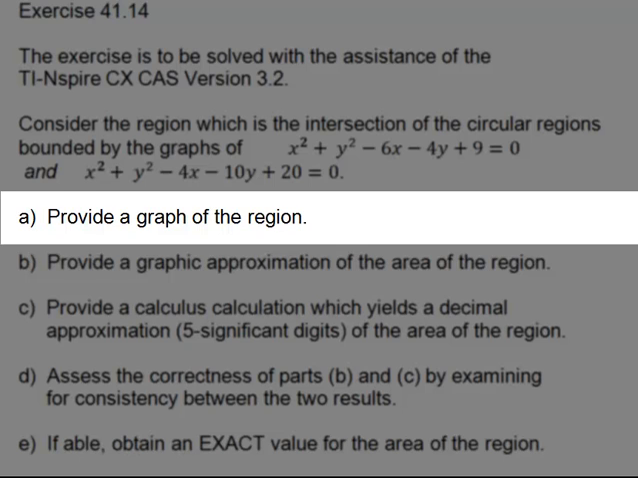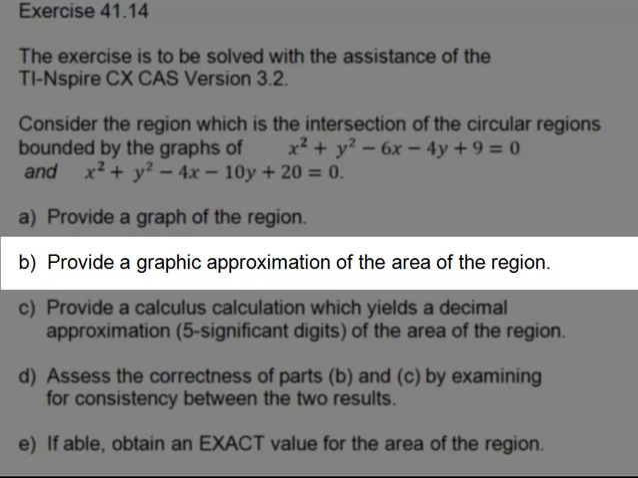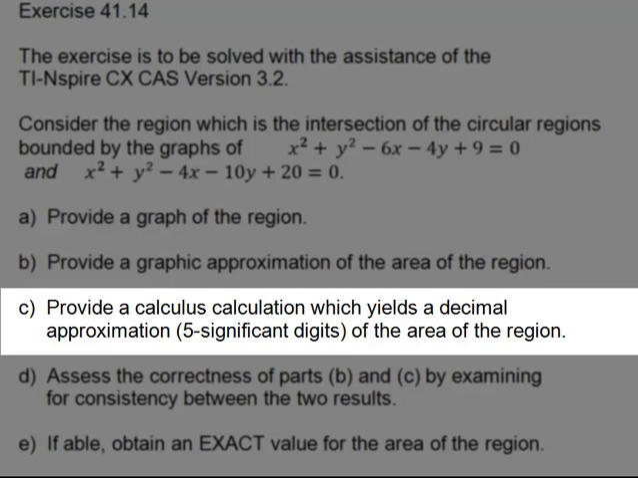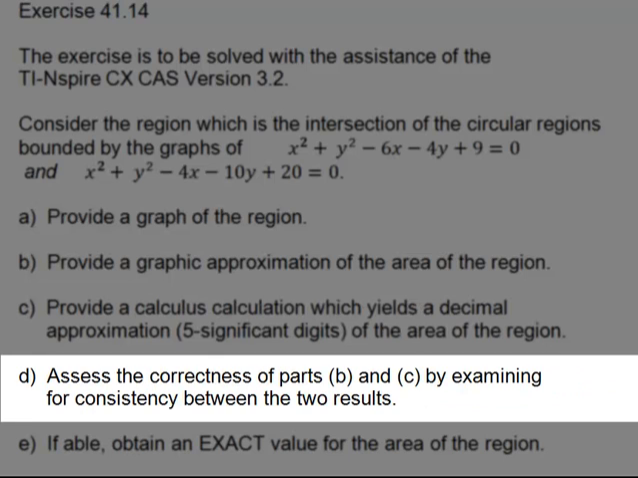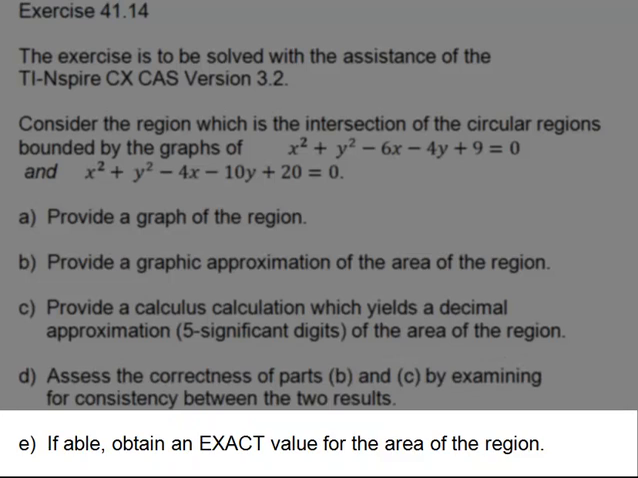Provide a graph of the region. Part B. Provide a graphic approximation of the area of the region. Part C. Provide a calculus calculation which yields a decimal approximation, 5 significant digits, of the area of the region. Part D. Assess the correctness of parts B and C by examining for consistency between the two results. Part E. If able, obtain an exact value for the area of the region.